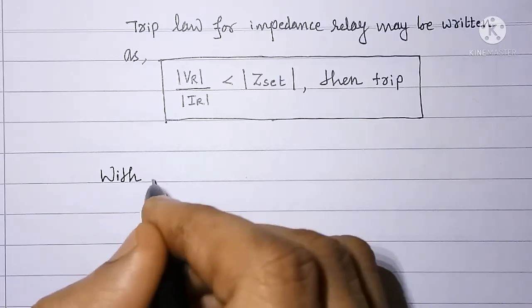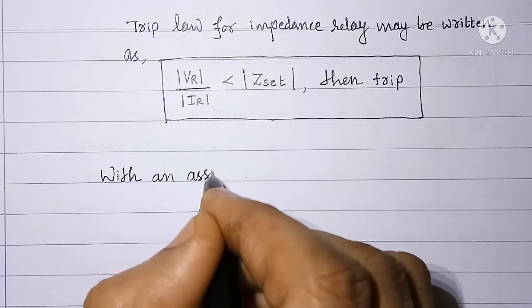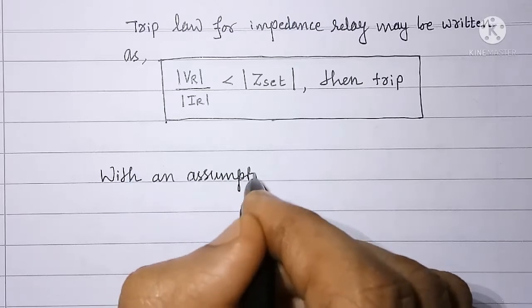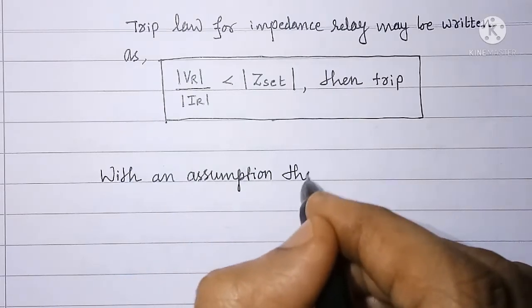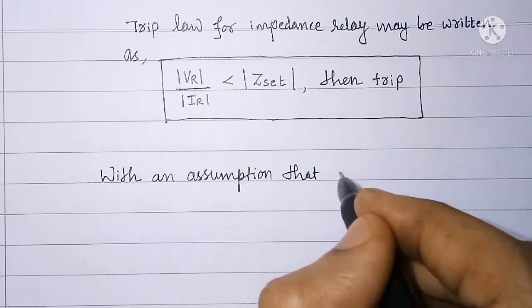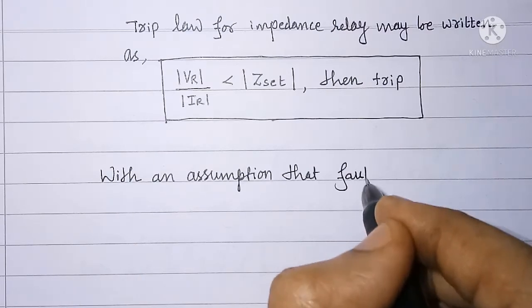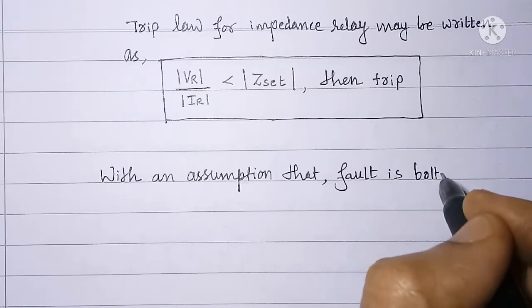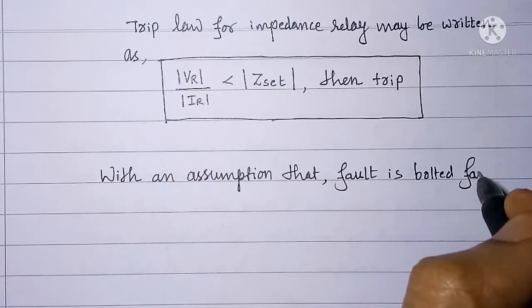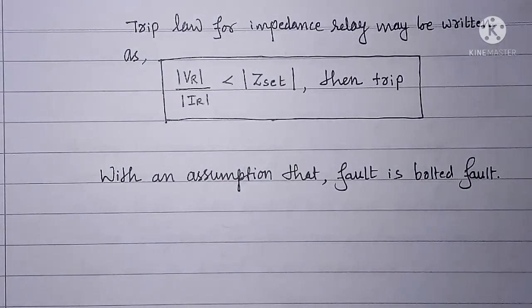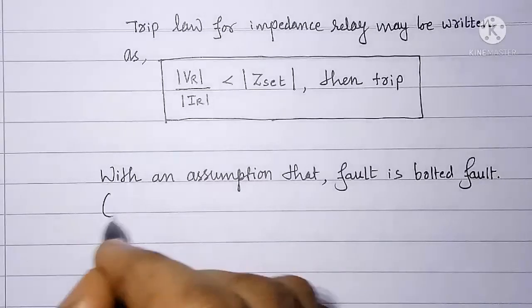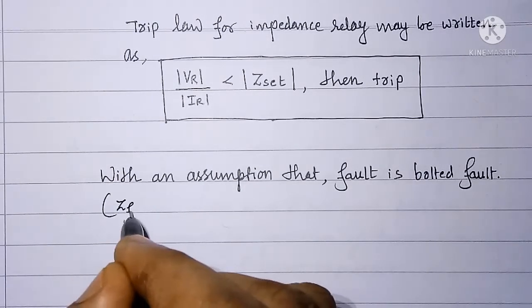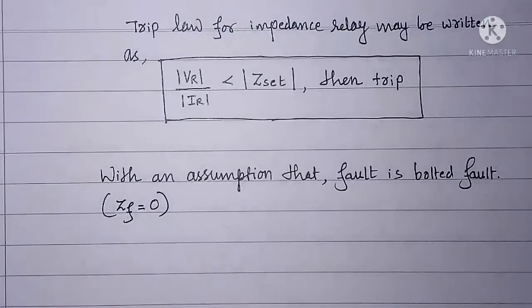And remember, this is with an assumption that fault is bolted fault, which means that fault impedance is 0.